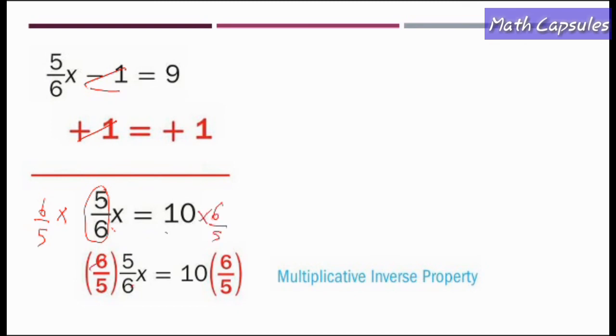So 6 crosses with 6, 5 crosses with 5, and remains only x. And on this side, 10 times 6/5, the 5 crosses out with 10 to be 2, and 2 times 6 is 12. So the solution will be x equals 12.